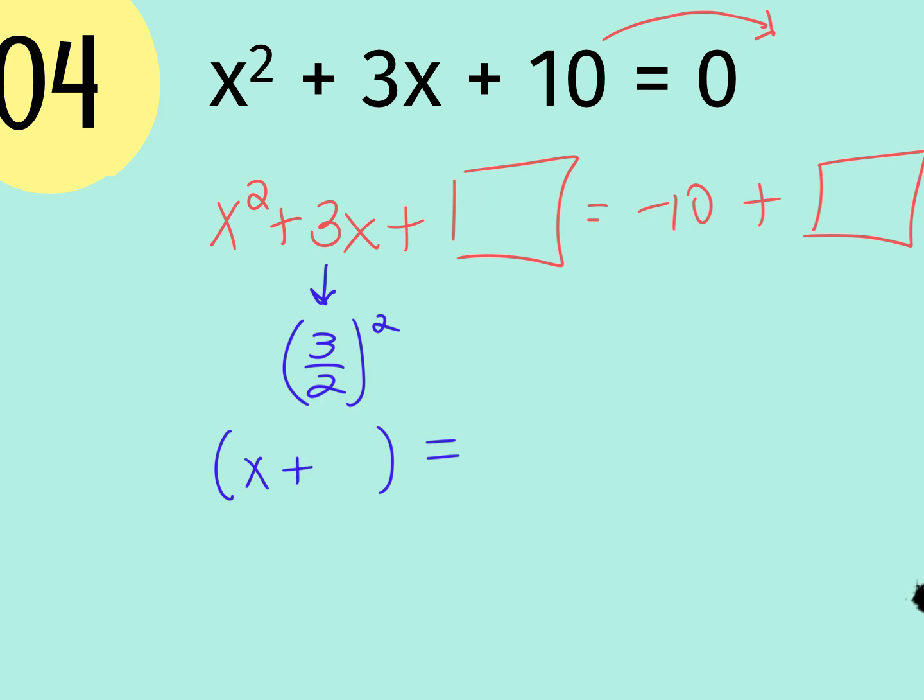Plus. Why is it plus? You're right. Why? Because it's positive. Good. 3 over 2 squared. And then how do I figure out what goes in each of these squares?